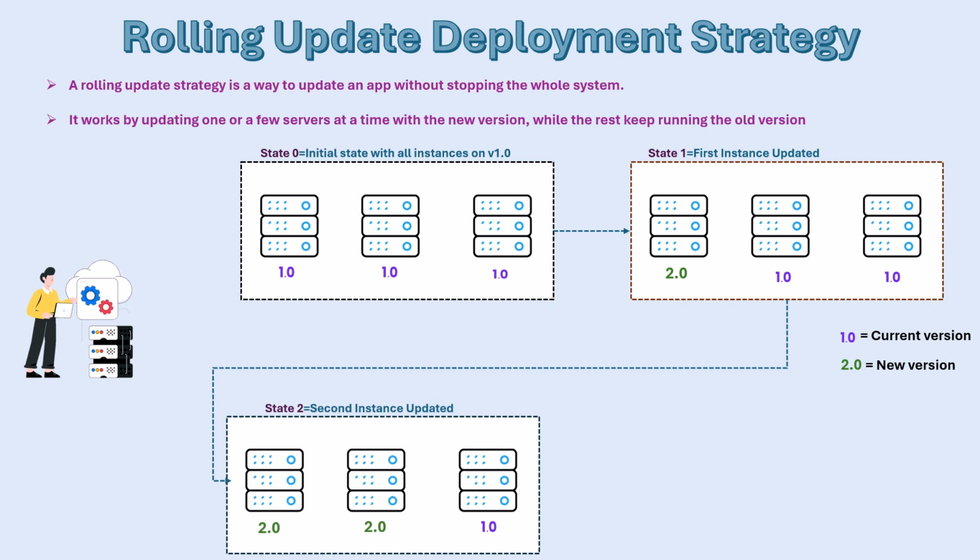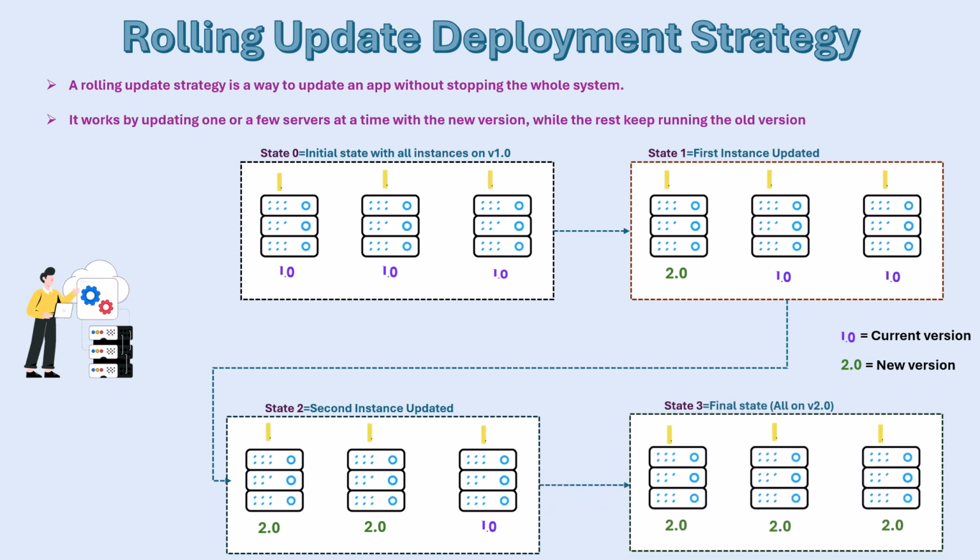Next, in state 2, we update a second instance. Now two servers are on version 2.0 and one is still on version 1.0. It's like a relay race. Slowly but surely, version 2.0 takes over.